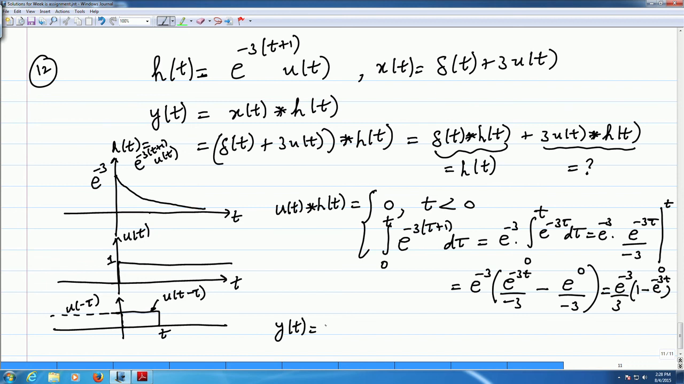Y of t is simply h of t, which is e power minus 3 t plus 1 u of t plus 3 times u of t convolved with this. So, I am sorry, this is for t greater than or equal to 0. Okay. So, the convolution also has a u of t multiplying it. So, you simply get e power minus 3 times 1 minus e power minus 3 t u of t. Okay. And you will see the second u of t term will cancel, and you will simply get e power minus 3 u of t.